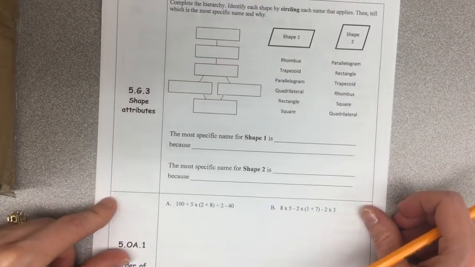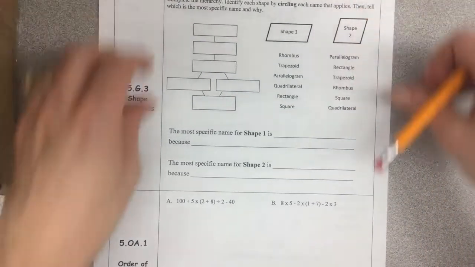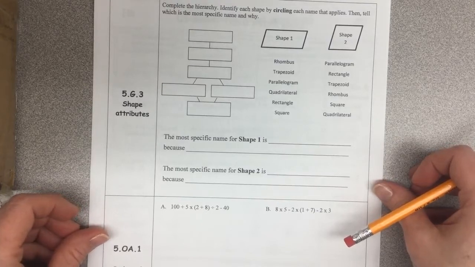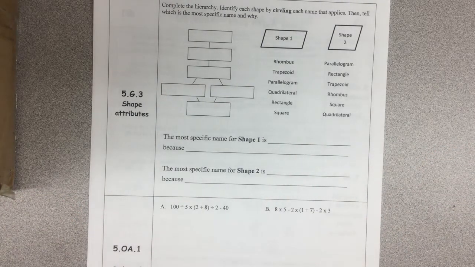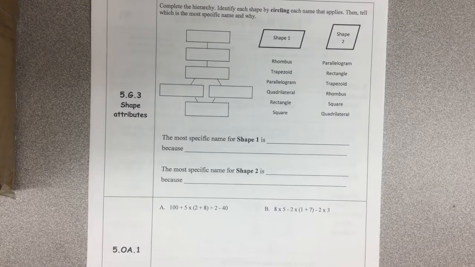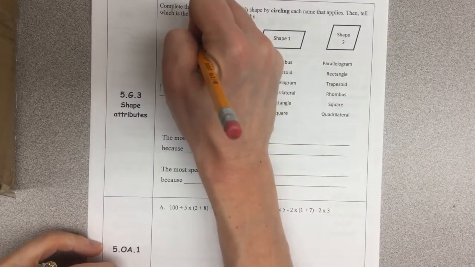Shape attributes. Complete the hierarchy. Identify each shape by circling each name that applies. Then tell which is the most specific name and why. All right, so I know at the top of the quadrilateral hierarchy is quadrilaterals.